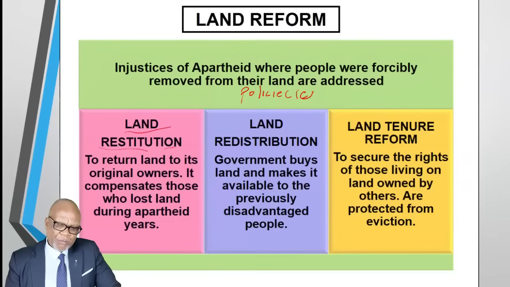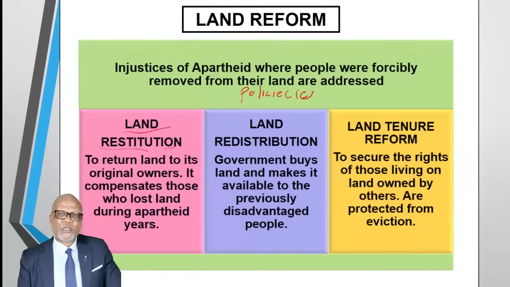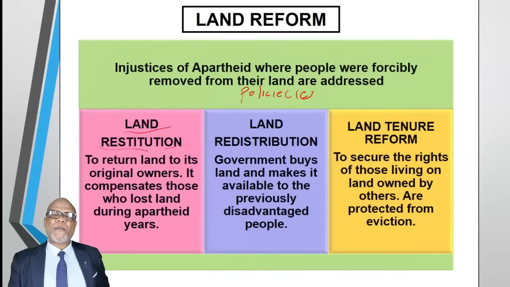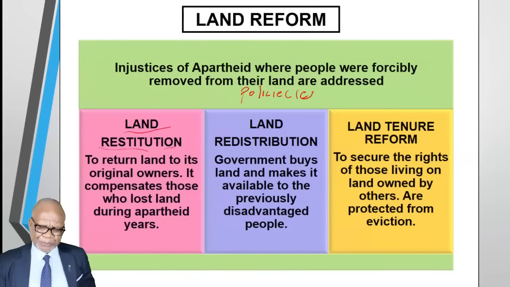So compensation can either be you give them another land to settle in, or you give them money to buy land, or you give their land back. So land restitution is giving land back to people, or compensating them. You can compensate them by giving them money, or you give them alternative land.